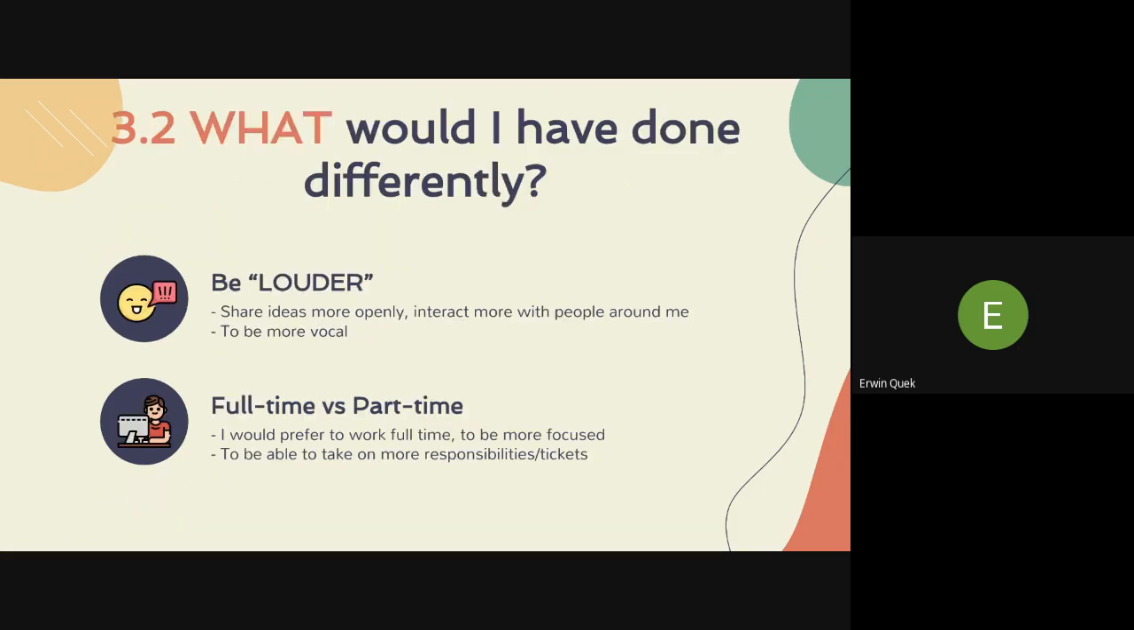But here are 2 things that I wish I could have done differently or have been more proactive in changing. Firstly, to be louder. I felt I could have been more vocal and interacted with more people around me or in the engineering department. This is still a work in progress of mine, and I hope over time things will change for me. Another point would be, I think I would prefer to work full-time compared to working part-time. This is because I feel there are still many things that I would like to learn, and I wish I had more time to do so.